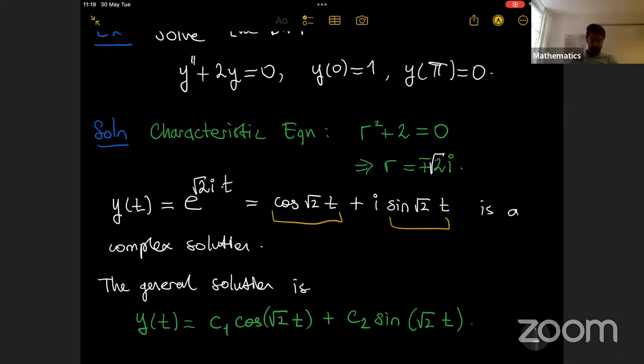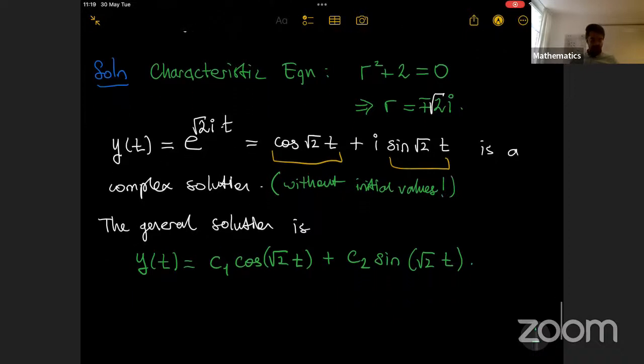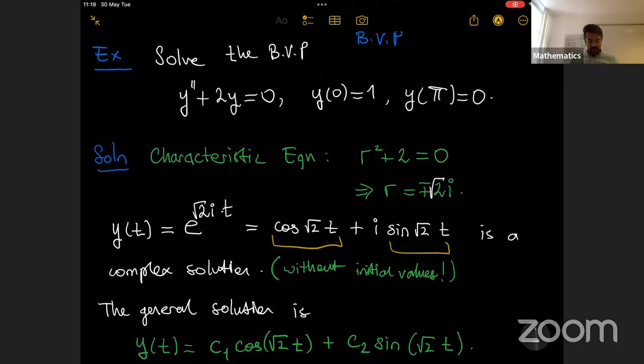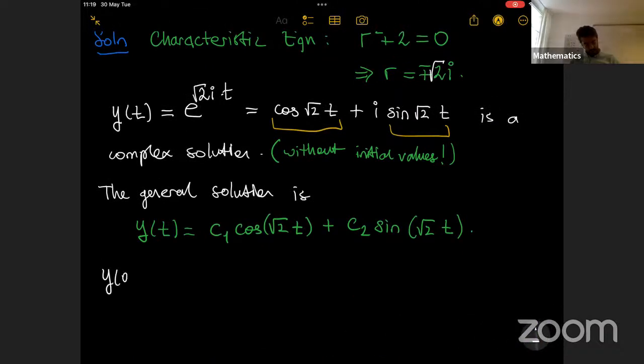What are c1 and c2? We can find c1 and c2. This is the general solution without initial values. Now we consider the initial values to find c1 and c2. The first initial value is y(0) is equal to 1. You plug 0 for t, cosine 0 is 1, sine 0 is 0, so this is c1. So we get that c1 is equal to 1.